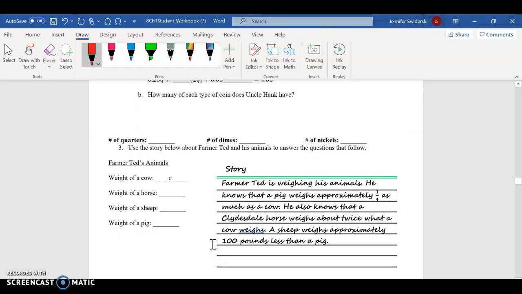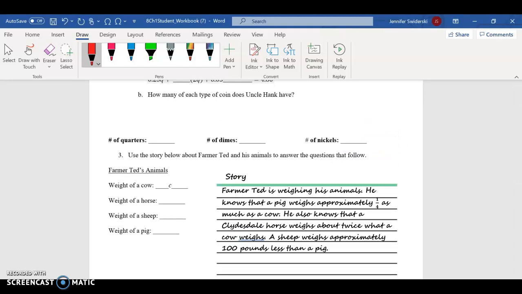Let's scooch down here to number 3, the good old farmer problem. So let's start by reading. Farmer Ted is weighing his animals. He knows a pig weighs 1/4 as much as a cow. He also knows that a horse, a Clydesdale horse, weighs twice what a cow weighs. A sheep is approximately 100 pounds less than a pig. Okay, so let's start from the beginning. I always ask myself, what is everything being compared to? 1/4 as much as a cow, twice as much as a cow, and then they're comparing something to a pig.